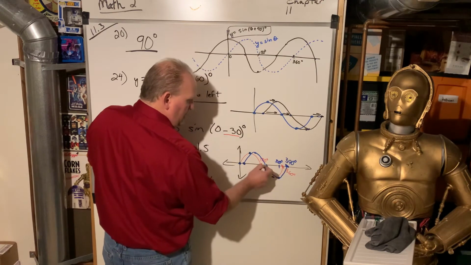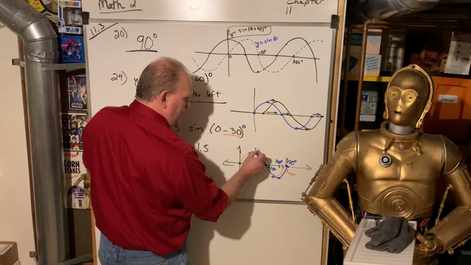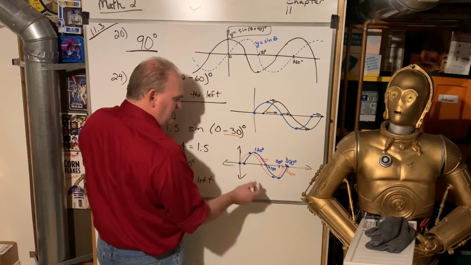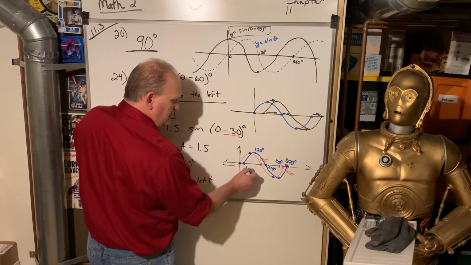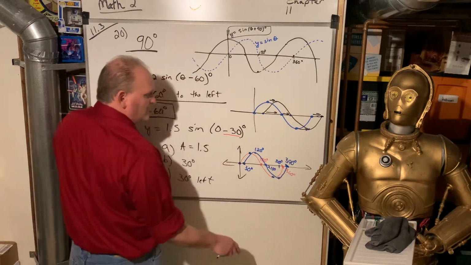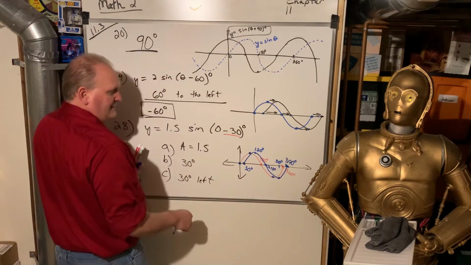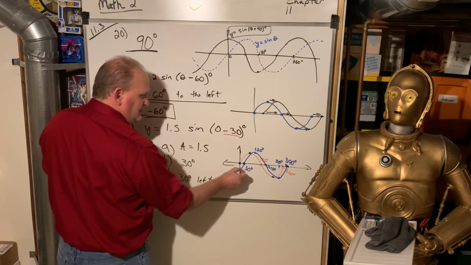Right there. This would be 210. This would be 120, right? 90 plus 30. And this would be 30. So they're all shifted 30 degrees to the right to get that graph. It is out of phase. It goes down.